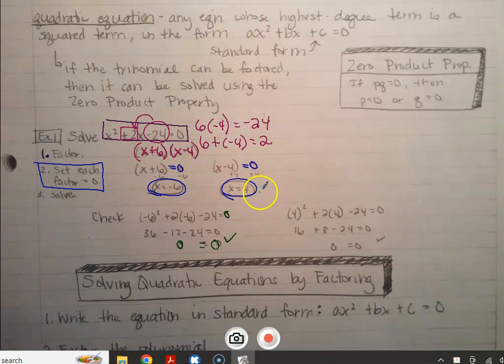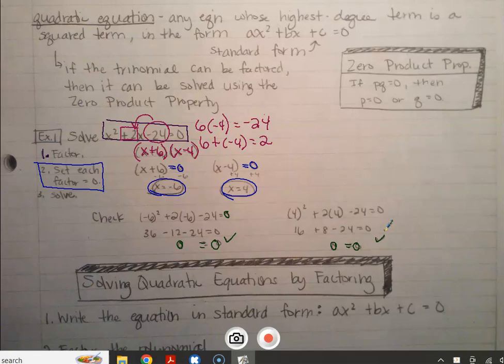We do the same thing for the 4. We plug 4 in for x, so 4 squared plus 2 times 4 minus 24. We do all the work and we get 0 equals 0. Check. Those are the two solutions, negative 6 and 4, and that is how we solve this quadratic equation. Those are the values of x.